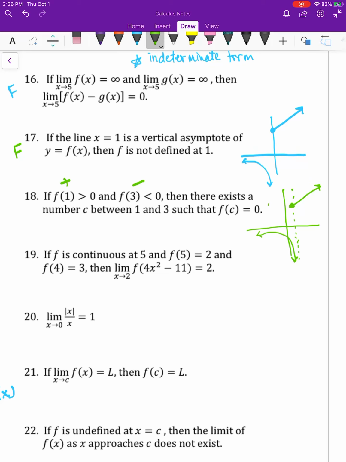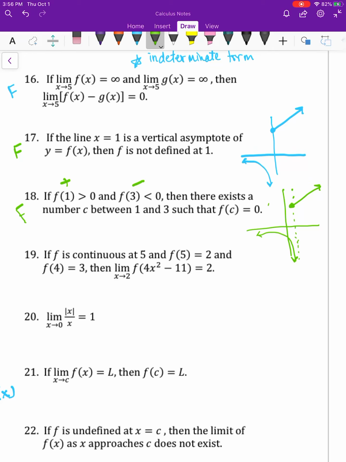It's almost correct, except for the fact that they did not tell us that f of x was continuous. We have to say that this is false because they did not give us continuity. If they would have told us that it was continuous, then we would have said, oh yes, by the intermediate value theorem, that is true. But they did not give us continuity, so therefore, we were not able to say that that is true.